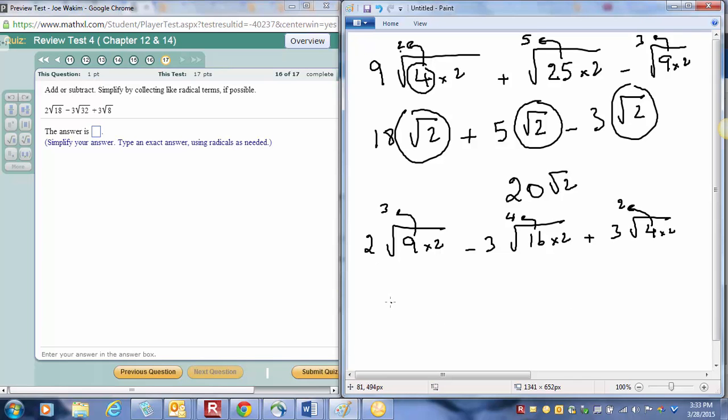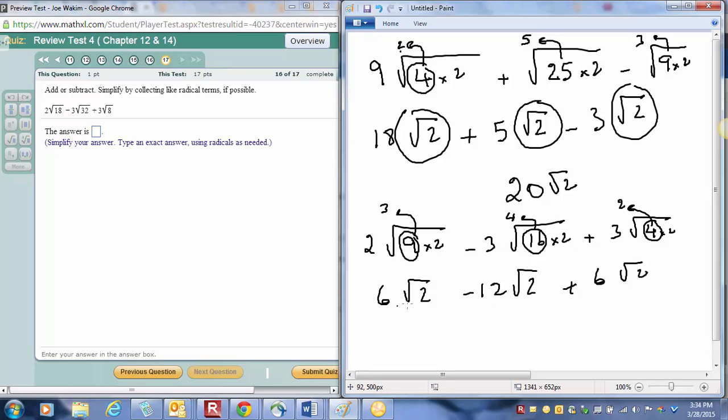So what is 2 times 3? 6 square root of 2. 3 times 4, 12 square root of 2. 3 times 2, 6 square root of 2. Notice that, of course, when 9 comes out as 3, it will simplify. When 16 comes out as 4, it will simplify. And when 4 comes out as 2, it will simplify. So the only thing left, you see, is only 2 inside the radical.